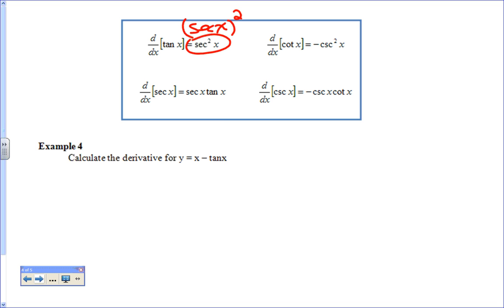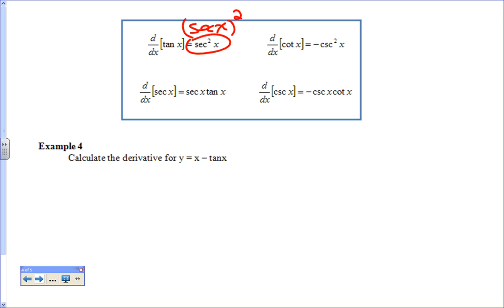what squaring trig functions means. And so same thing with cosecant squared there. You see cotangent, the derivative is negative cosecant squared. Secant is secant of x times tangent of x. And cosecant is negative cosecant of x times cotangent of x.